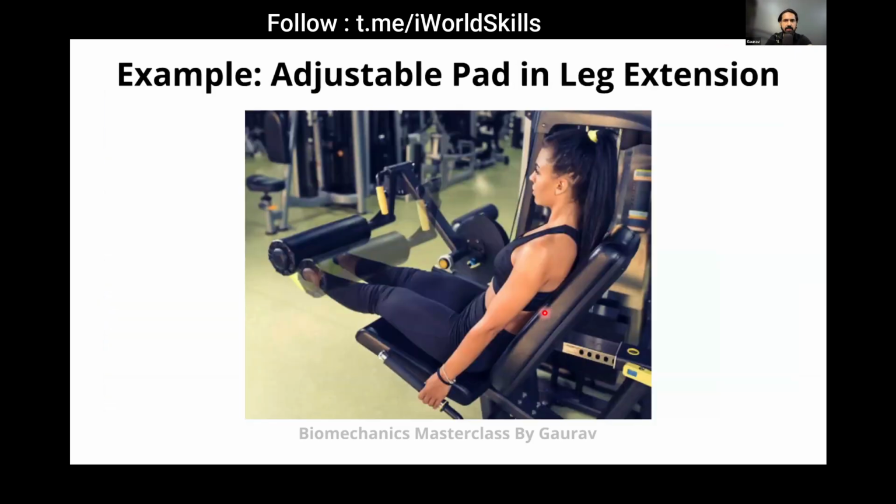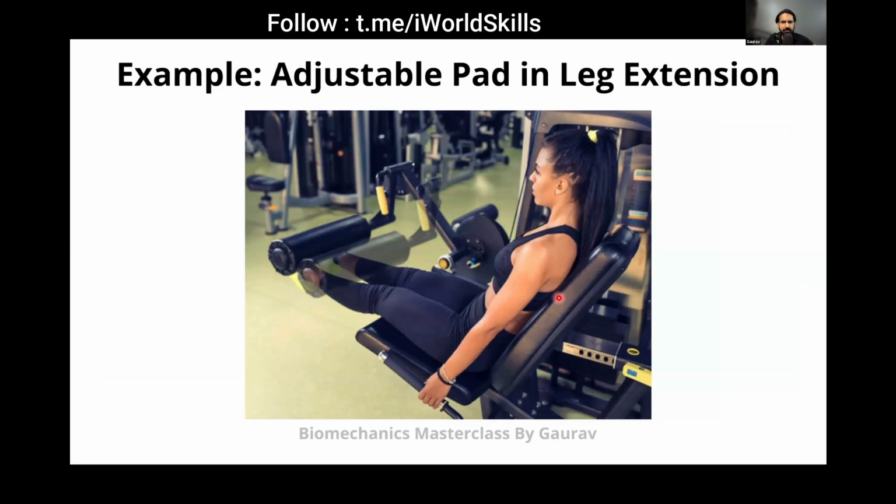Correct. Now let's apply this strategy to the knee joint. Over here, this person is performing a leg extension exercise, right? Before we go ahead with applying this strategy for this particular exercise, let me quickly tell you something about this particular leg extension machine.